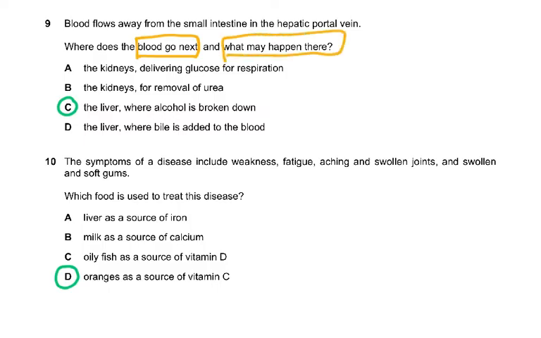So we all know this would be wrong. The kidney is wrong, but it has to be either C or D. The liver, where alcohol is broken down. The liver, where bile is added to the blood. You know, bile is never added to the blood. Bile is added to the small intestine.